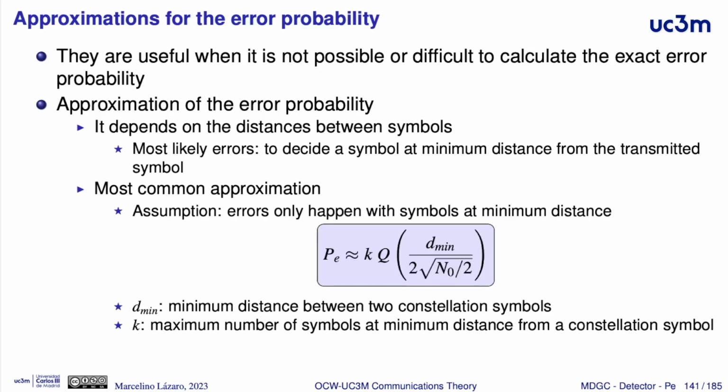Taking this into account, the most common approximation approximates the probability of error as a number k, which is the maximum number of symbols at minimum distance of another one in the constellation, times the Q function evaluated at half of the minimum distance between symbols in the constellation divided by the square root of N0 over 2. This is assuming that the most likely situation is to have errors with a symbol at minimum distance of the transmitted symbol.